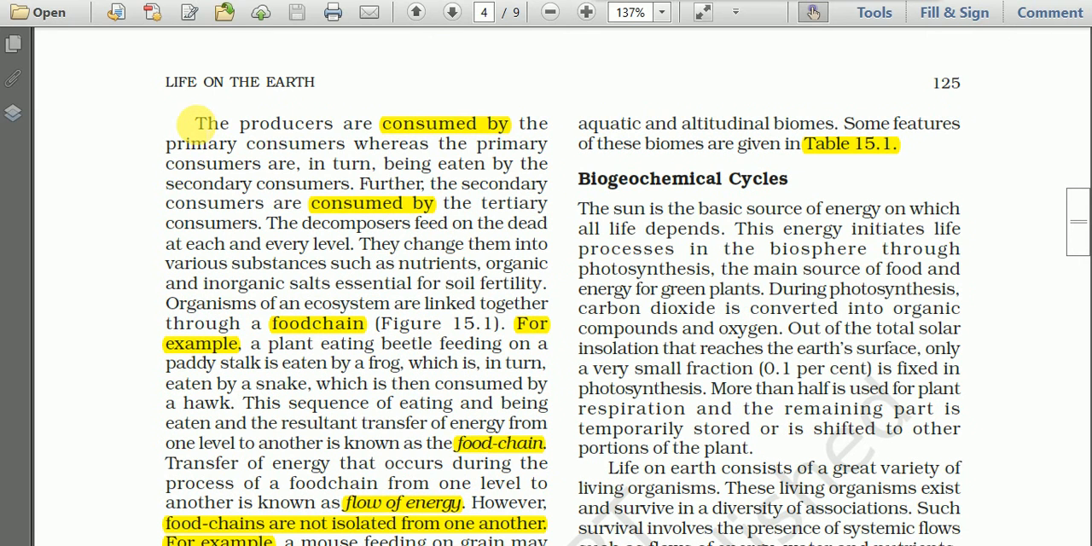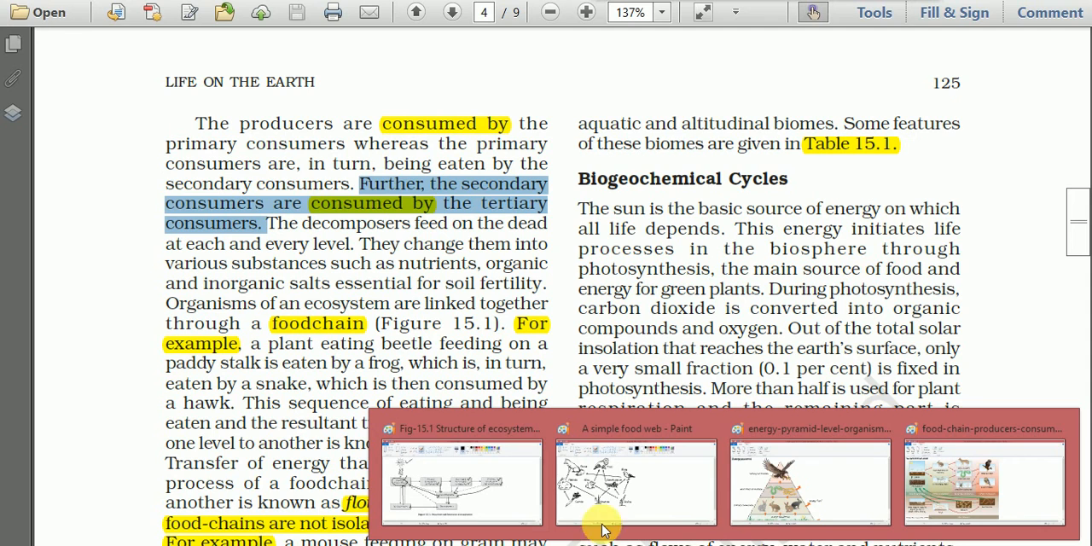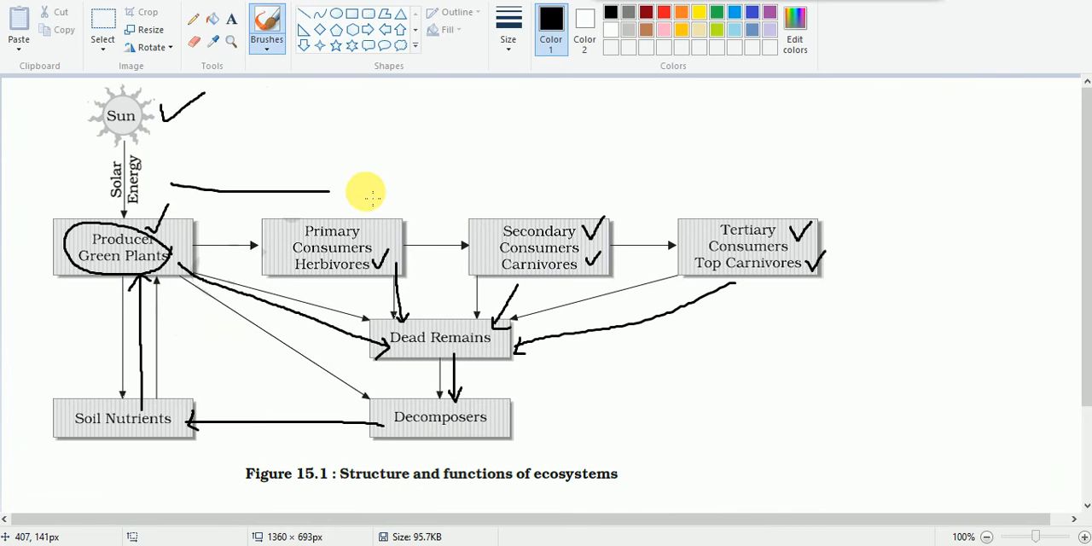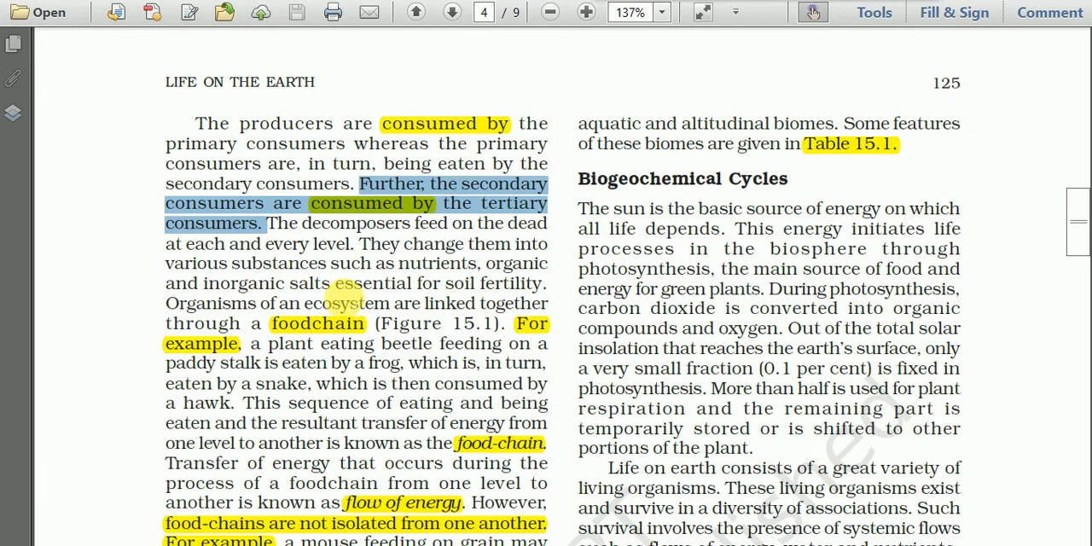Then producers, as we discussed earlier, that means green plants, are consumed by the primary consumers, whereas the primary consumers are in turn eaten up by the secondary consumers, and further the secondary consumers are consumed by the tertiary consumers. That you have seen here, this energy flow. Producers are eaten by primary, then by secondary, then by tertiary. The decomposers feed on the dead at each and every level.